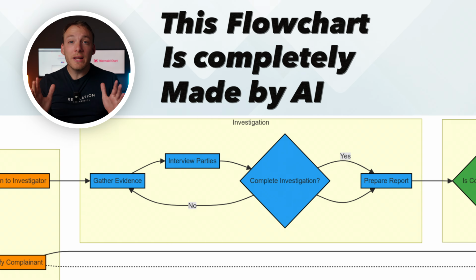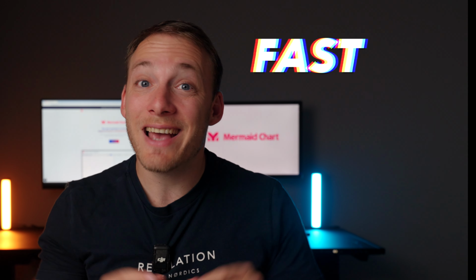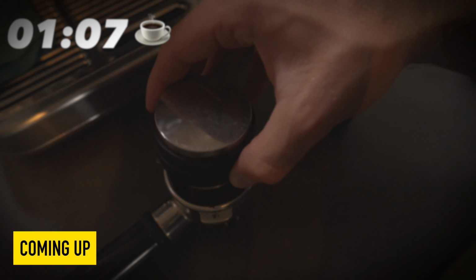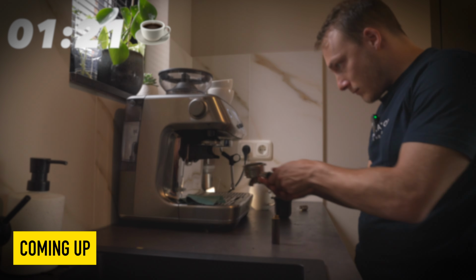This flowchart is completely made by AI, and normally it takes hours to create. But now it took less time than the time needed to make a cup of coffee. Let me show you how. And to show you how fast it is, I will make a cup of cappuccino at the same time, set the timer on the screen for comparison, and then you'll see who's faster.